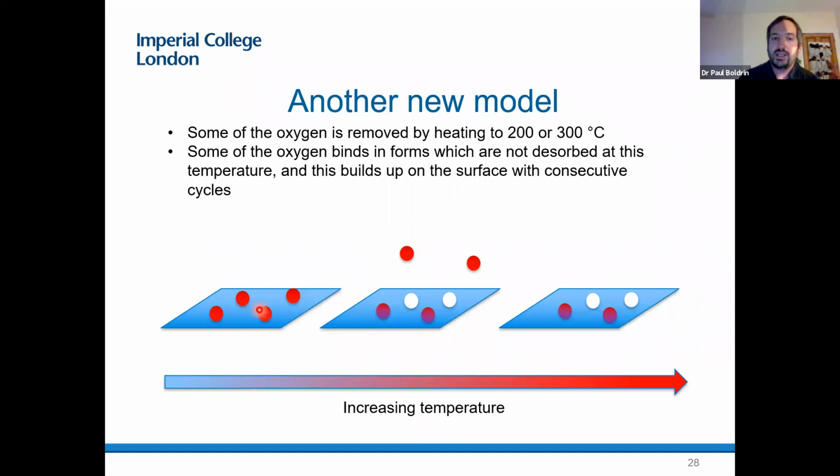So when we heat up to 200 or 300 when we're doing the cycling, some of the oxygen comes off as CO2, removing some of the carbon, but some of it actually binds in forms that aren't desorbed at 200 or 300 degrees C, and this builds up on the surface.